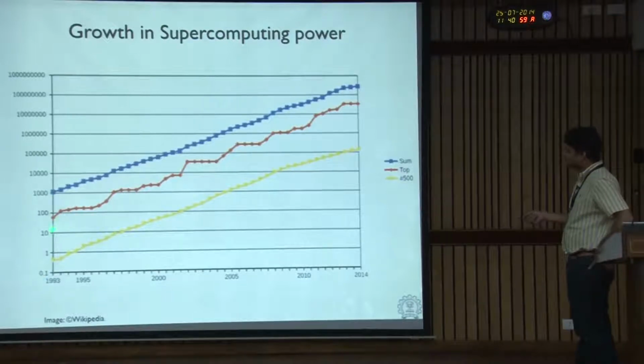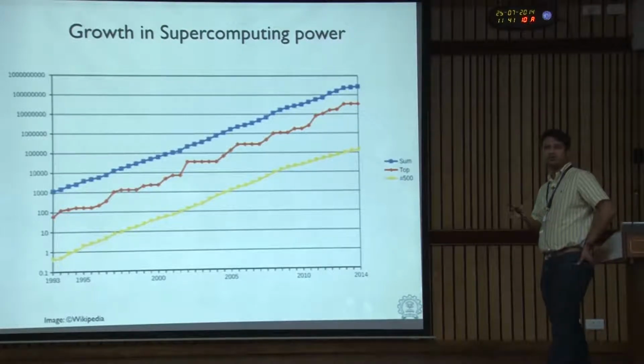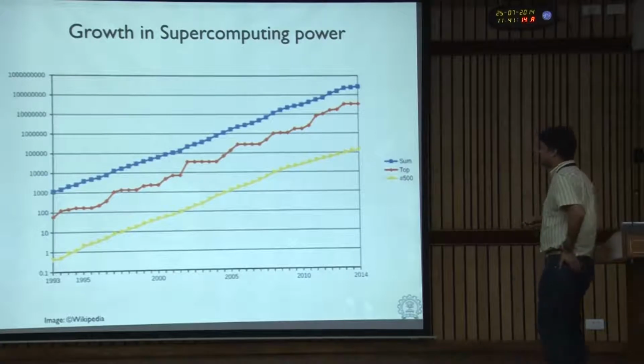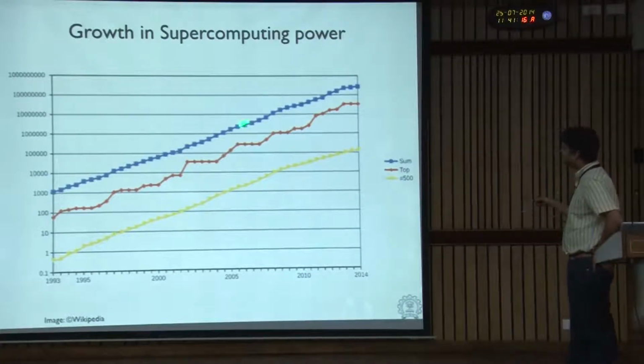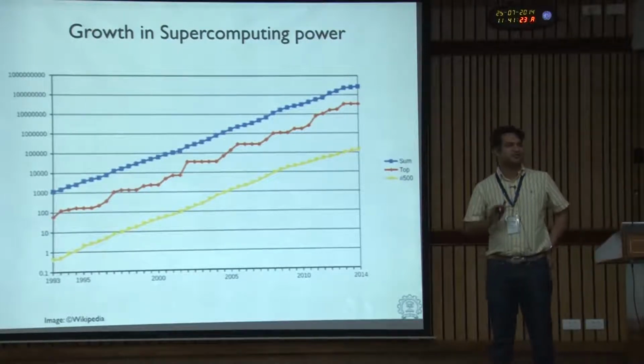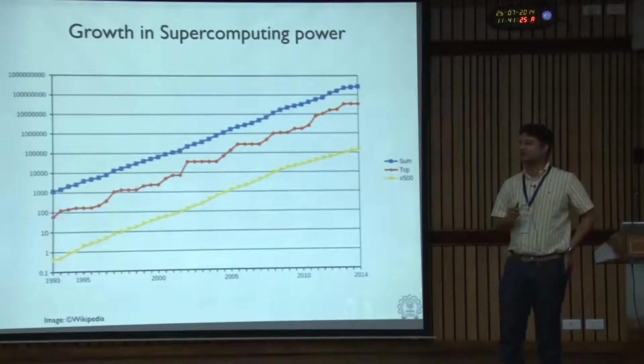In 1993, we were just about below 100 gigaflops, and today we are in the regime of petaflops. The fastest supercomputer in the world today does something around 30 petaflops, that is, floating point operations per second. And the blue line is the sum total of the floating point capacity of all the top 500 supercomputers in the world at that given point of time.